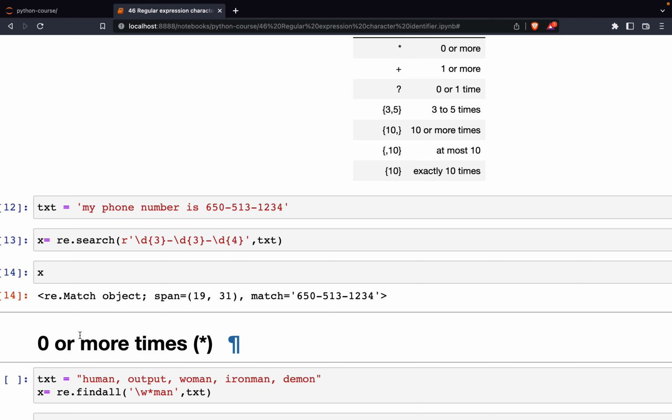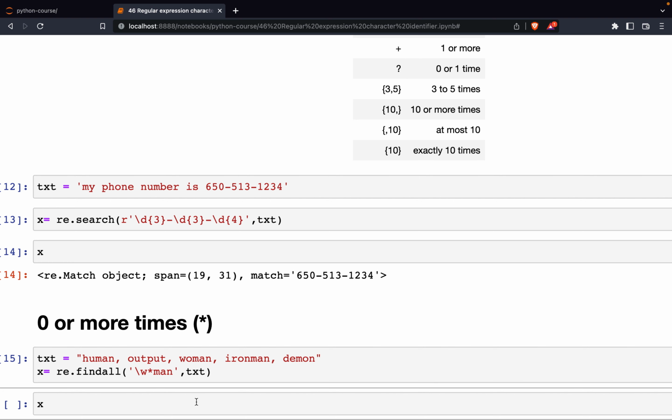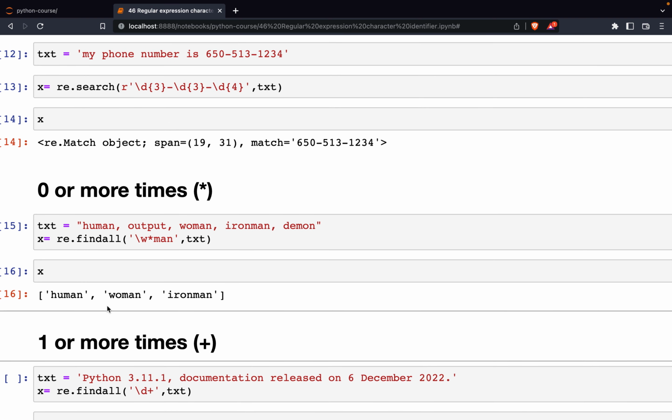And then star, which means 0 or more times. So for example, the text is humans, woman and men and demons, and we want to find all the words that end with man. Because we do not know how many characters are right before the man, we use the \w star. So for example, this is star, and then we execute this. We will output all the human, woman, and also the demon.